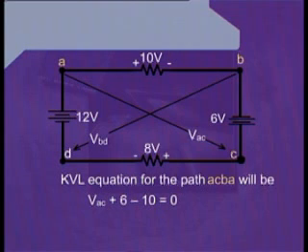Therefore, we equate all this to 0. Simplifying it, we can find VAC is equal to 4 volts.